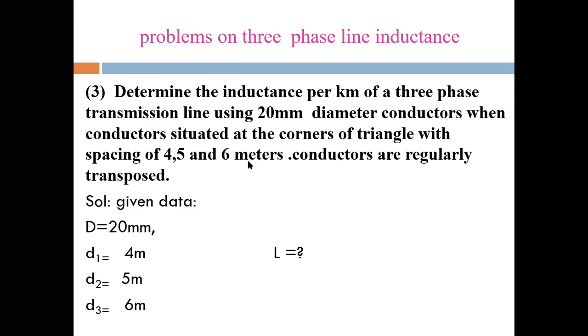The conductors are placed at the corners of a triangular shape, and the distances are 4, 5, 6 meters. In the previous problem we observed that the conductors are placed at the corners of a triangle, but the spacing between these conductors was the same. In this problem the spacing is not the same. The conductors are placed at the corners of the triangular shape, but they are displaced at different distances.